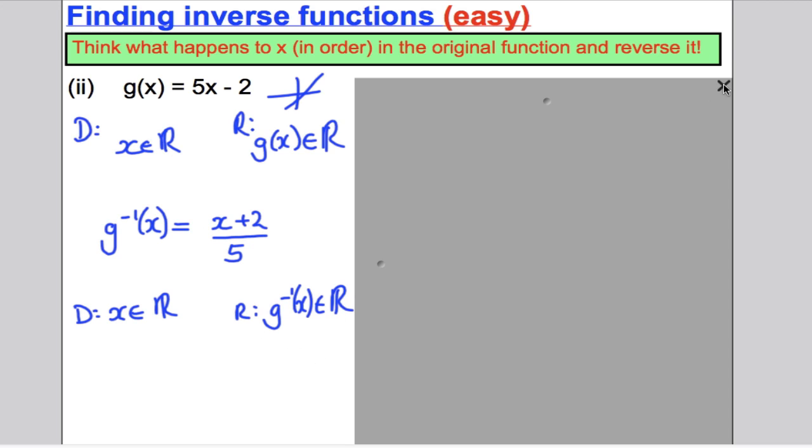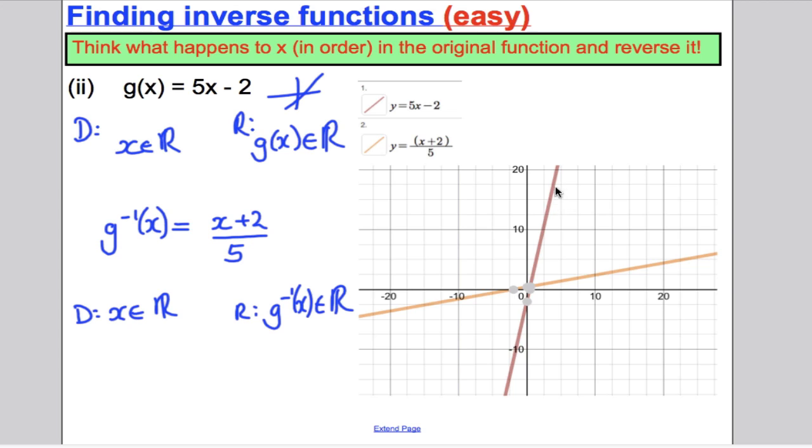And if we drew the graphs of both of these again, the first graph here would be g of x, and here would be g to the minus 1 of x, and I encourage you just for a second to see if you can spot how those graphs are related to each other. Again, I'll come back and mention this towards the end.